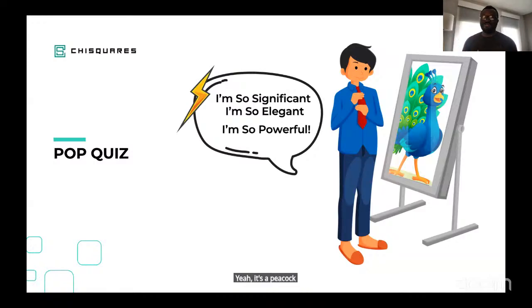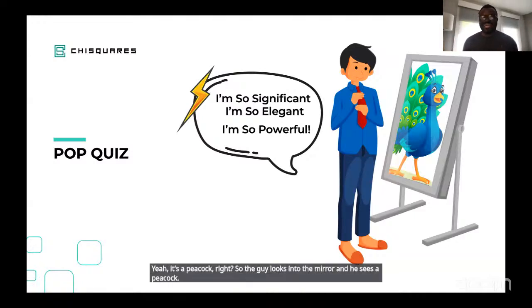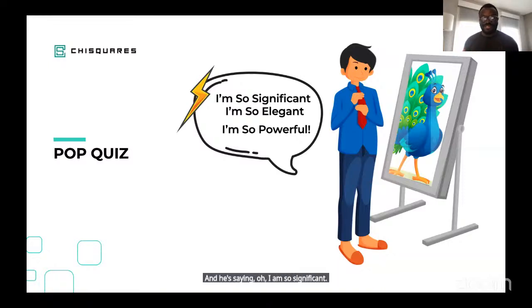So the guy looks into the mirror and he sees a peacock and he's saying, oh, I am so significant. I am so elegant. I'm so powerful. So clearly, do we all agree that there's an error going on here? Yes. What kind of error will that be? Type 1 error. Why do you say it's type 1 error? Because he's supposed to see his own reflection, but he's seeing another thing.